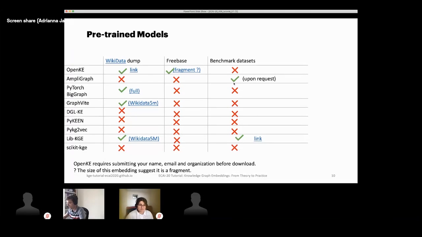For example, Wikidata is available for OpenKE, PyTorch BigGraph, GraphVite, and LibKGE, and some fragments of Freebase are available for OpenKE. Some libraries also offer benchmark datasets and pre-trained models. So this is yet another aspect.